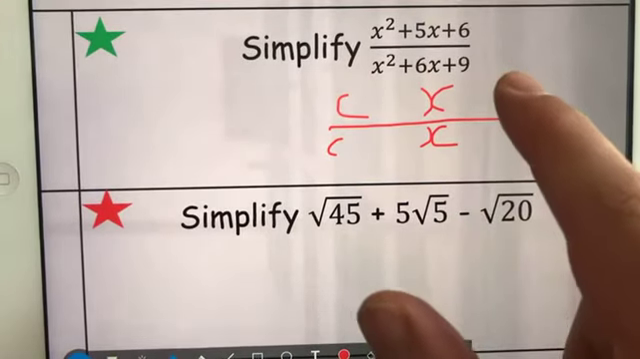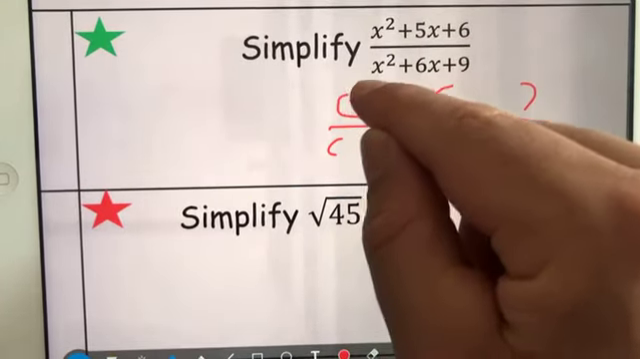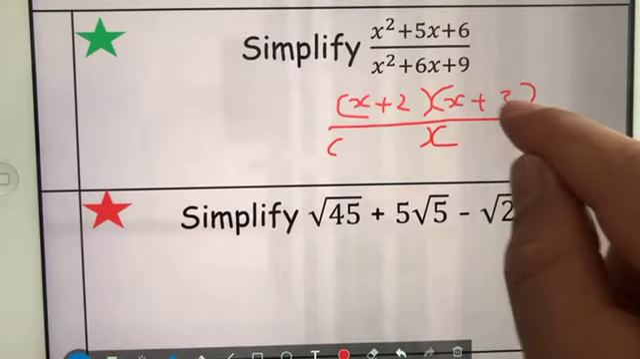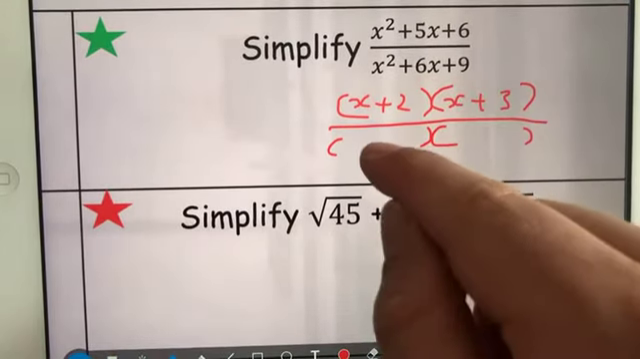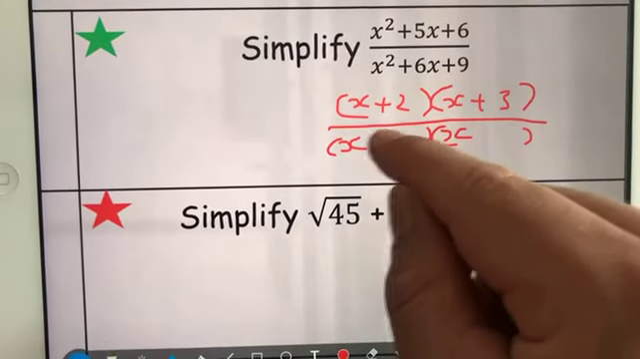The top one is 2 numbers that have got to multiply to make 6 and add to make 5. So I'm going to go with x plus 2, x plus 3. They multiply to make 6 and add to make 5. Perfect. On the bottom, same thing. They've got to add to make 6 and times to make 9, so it's going to be 3 and 3.